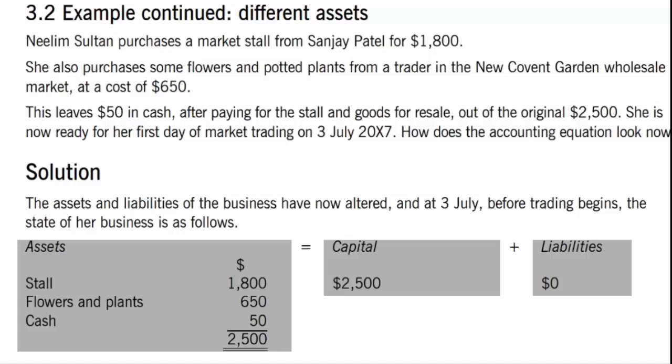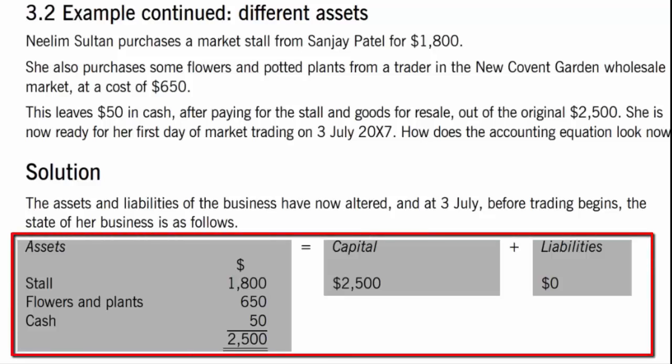Let's now update the accounting equation to reflect these purchases. Assets equals capital plus liabilities. Breaking it down, assets now include market stall, $1,800, flowers and plants, $650, cash, $50. Total assets, $2,500. Capital remains $2,500, as this is still the total amount Neelam invested. Liabilities remain $0 because she hasn't borrowed any money or taken out any loans. So the equation still balances.